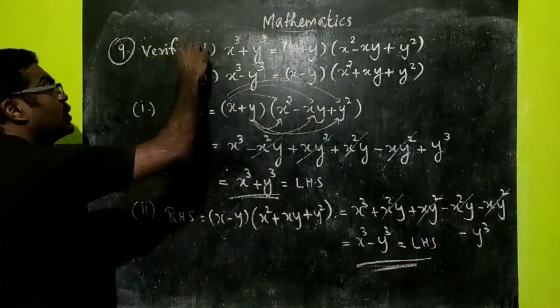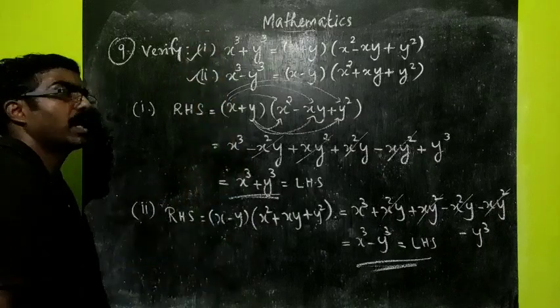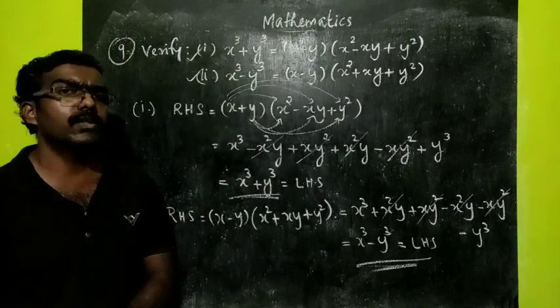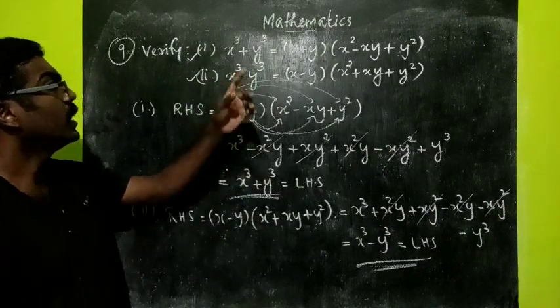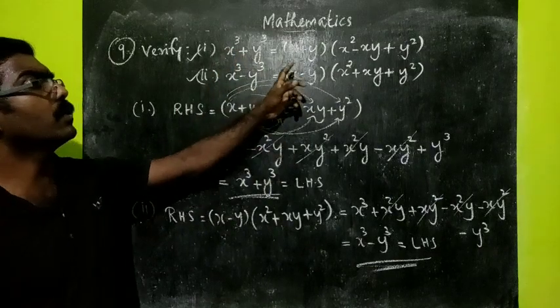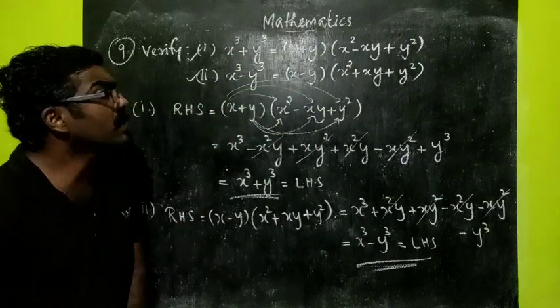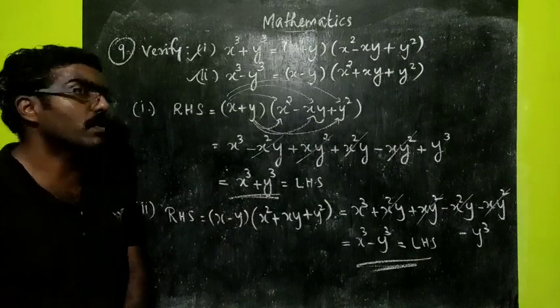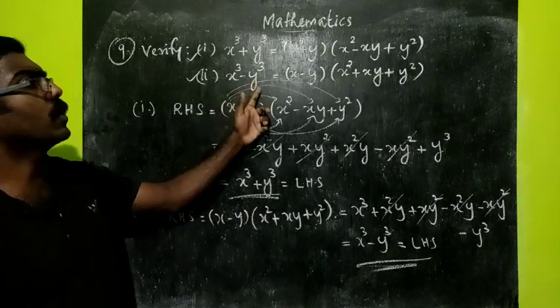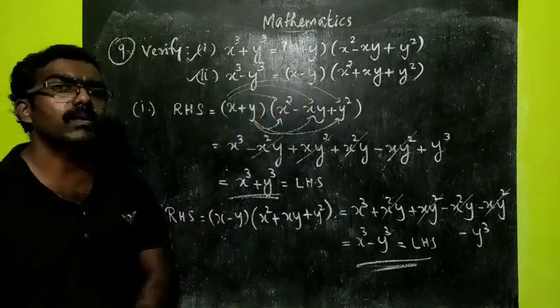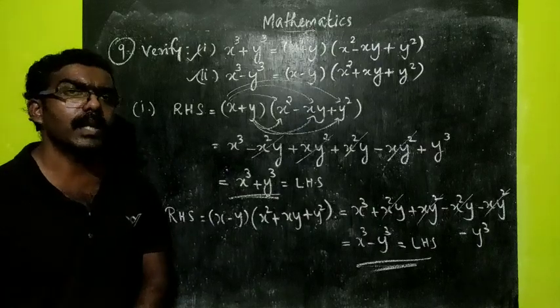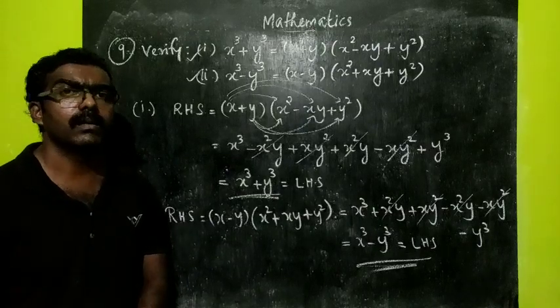So these are also listed in the set of algebraic identities. So you have to learn these two formulas by heart too. x cube plus y cube is equal to x plus y into x square minus xy plus y square, and x cube minus y cube is equal to x minus y into x square plus xy plus y square. Clear?